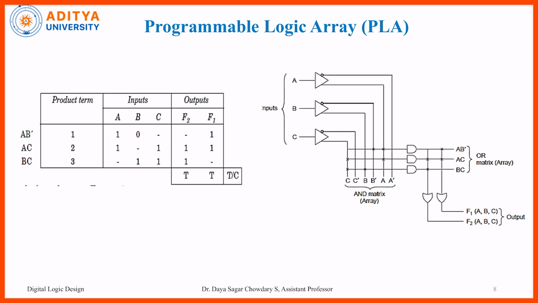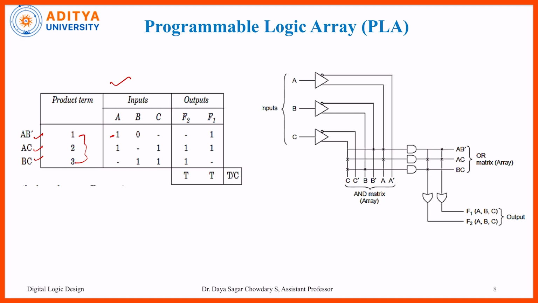For the implementation of this PLA with the help of this table, we call this the implementation table. Wherever the products are there, we have to implement. Finally we will get 3 products, that is AB bar, AC, BC. So 3 products are there, and one is a common term here. That common term we will represent here.